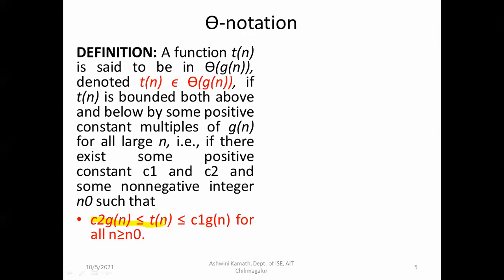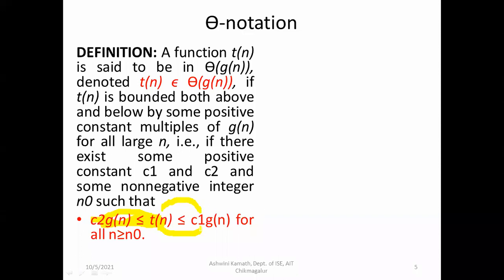T of n must be greater than or equal to C2 into G of n. That means it is in omega notation. Right? T of n less than or equal to C1 into G of n means this is in big O notation.